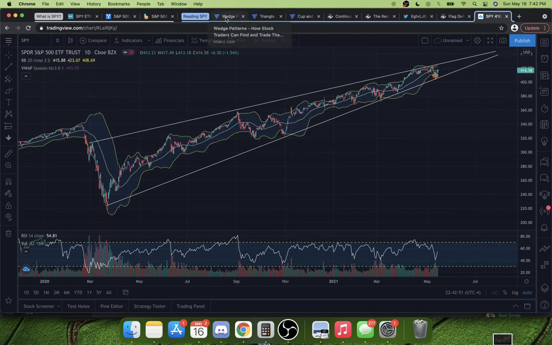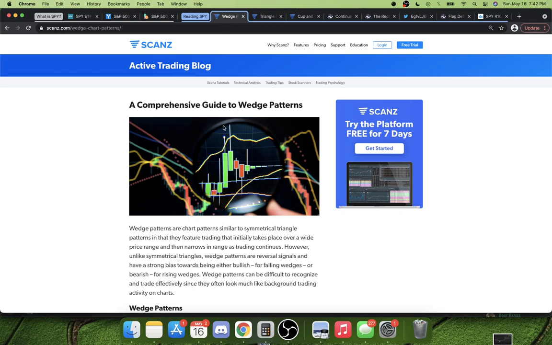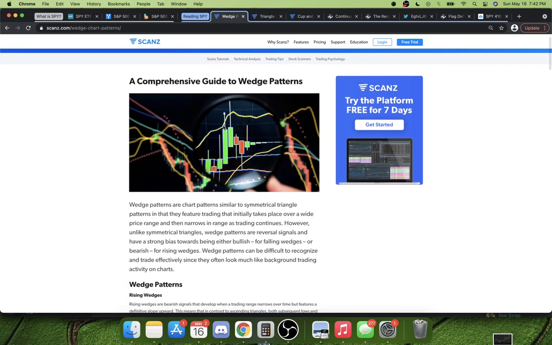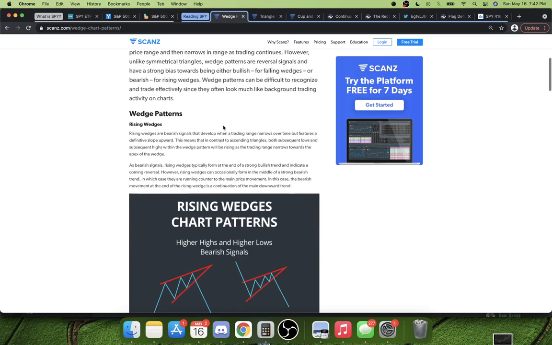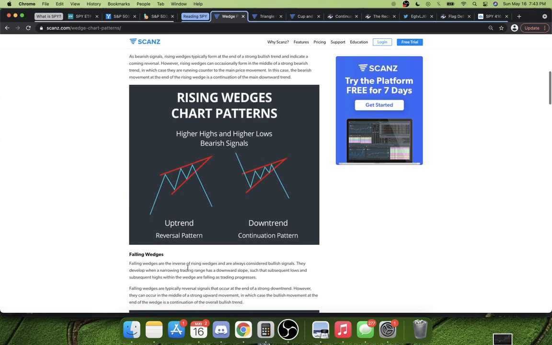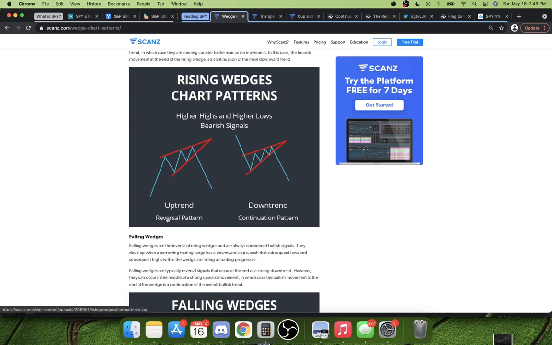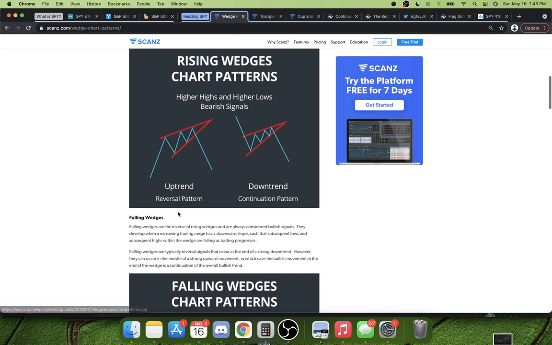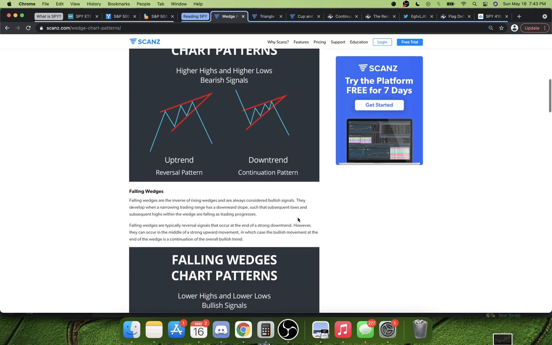Okay, so I just want to break down the main patterns that I'm looking for, and those would definitely be wedge patterns, falling and rising wedges. So right here you can see the rising wedge, a reversal pattern, or if it comes from a downtrend. So if it's in an uptrend and you see a rising wedge, that's a reversal pattern. If it's in a downtrend and you see a rising wedge form from the bottom there, that's a continuation pattern.